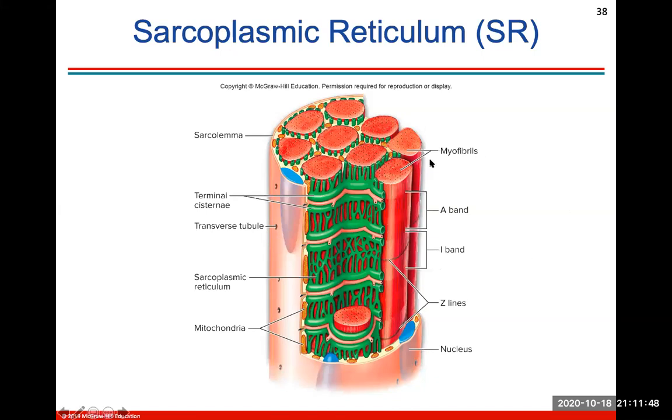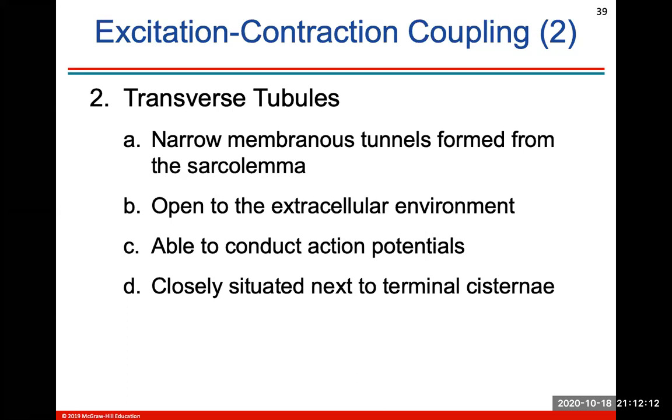So you can see here the sarcolemma is like the plasma membrane of the muscle fiber cell. The sarcoplasmic reticulum is seen in green here, and an electrical stimulus travels down these T tubules, and that electrical stimulus will cause the calcium to be released from the sarcoplasmic reticulum, and that calcium is what you need for muscle contraction. The transverse tubules are these narrow tunnels.